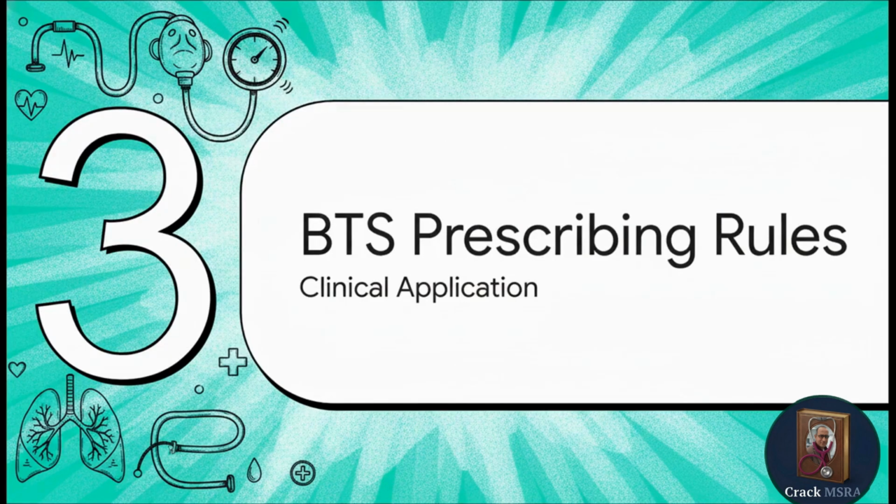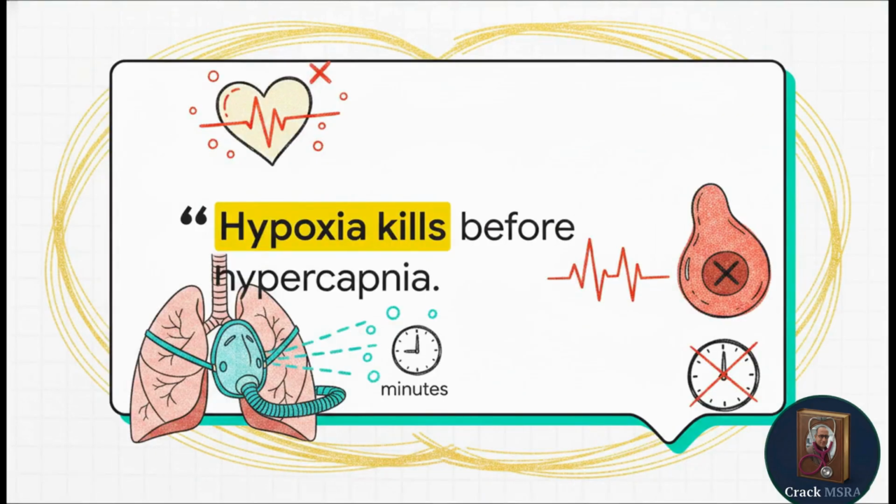Up next is Section 3, British Thoracic Society, or BTS, Oxygen Prescribing Rules. Now I need you to listen closely, because this is the single most important concept to take away from this entire explainer. The golden rule is this: hypoxia kills before hypercapnia. In a critical emergency, you must never, ever withhold high-flow oxygen just because you're scared of hypercapnia. Even if you know for a fact the patient is a chronic COPD retainer, if they are profoundly hypoxic, you must act immediately. Hypoxia will literally stop a patient's heart in minutes. Hypercapnia takes much, much longer to do any fatal damage.